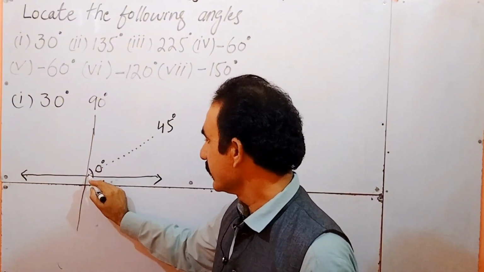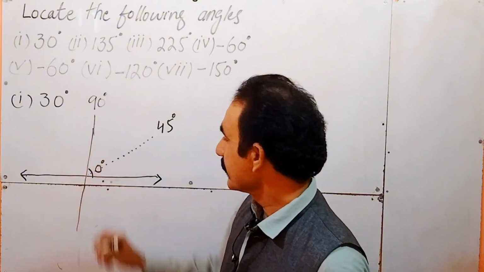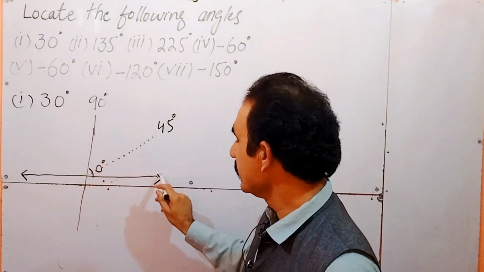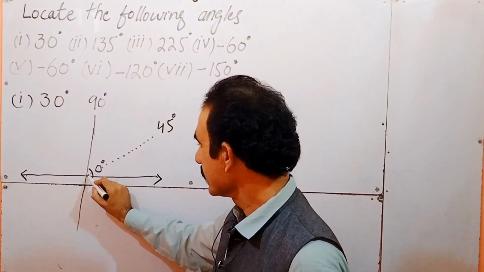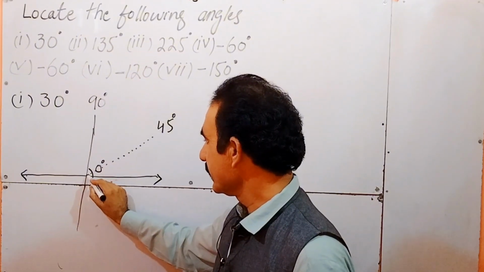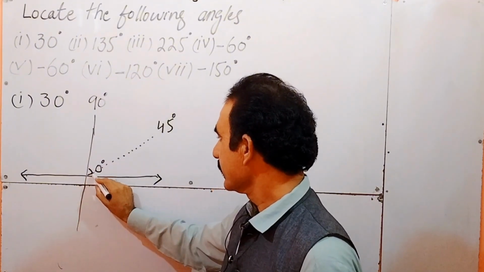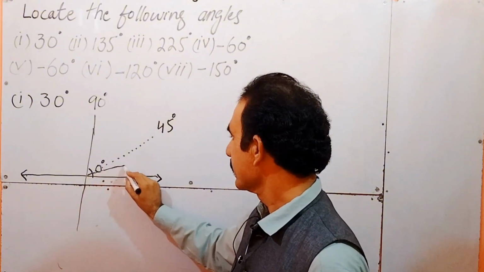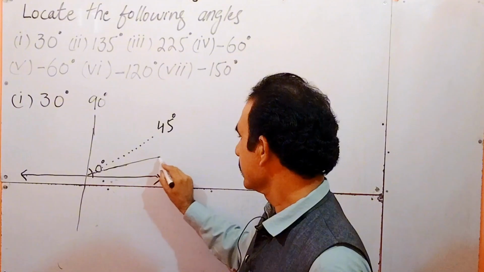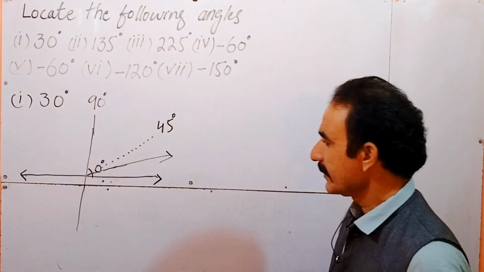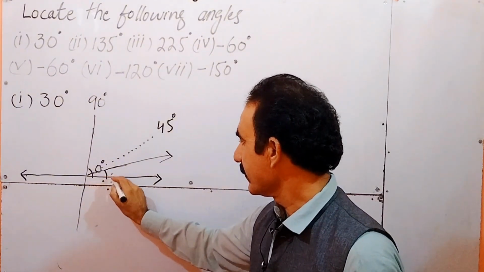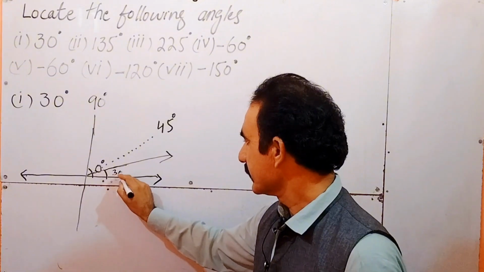It means we divide this portion in 3 parts. Our 30 angle is coming here. That is our angle of 30.